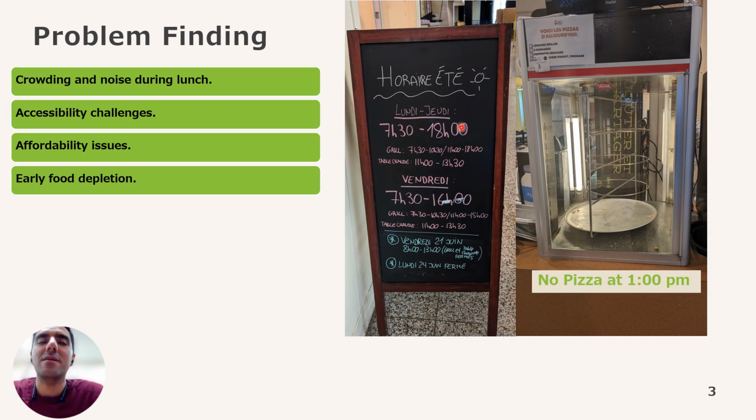Next, we identified early food depletion. As they say in their schedule here, they are available until 6 p.m., but actually there will be no pizza for you after 1 p.m. or other foods. They run out pretty quickly, and the only food that you can get at 6 p.m. at the cafeteria is some old salad or some soda or stuff like that.